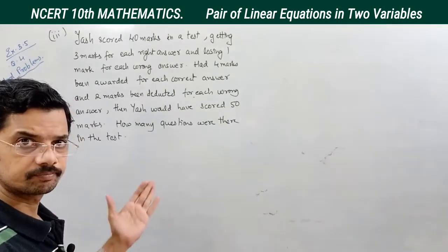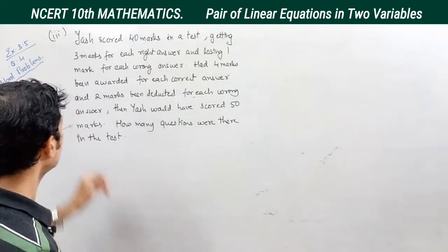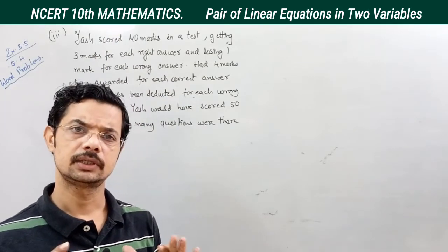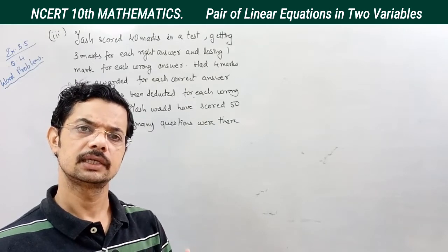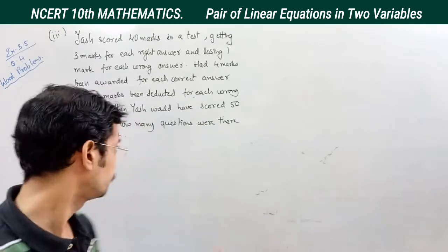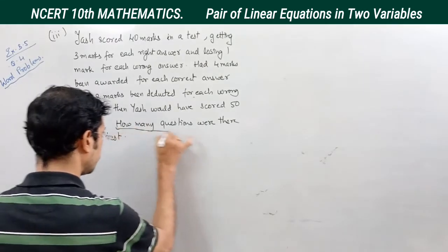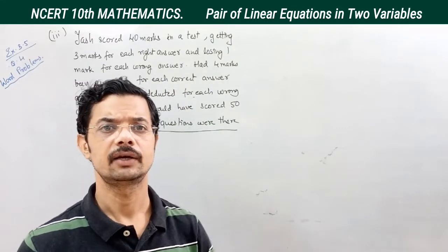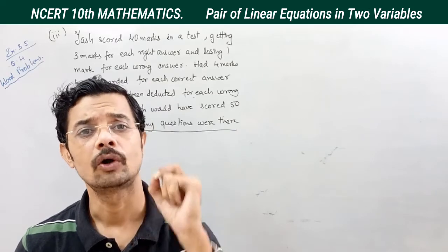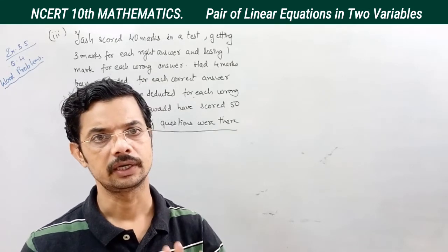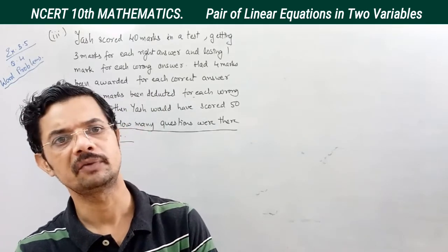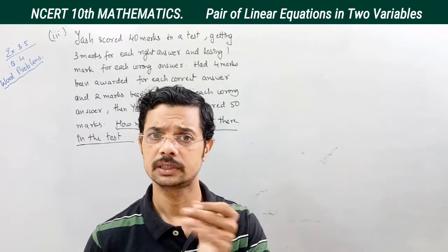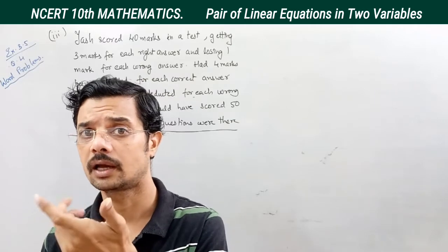Okay, so let us understand. I will be going fast, you can pause the video. Yash scored 40 marks in a test. There were some number of questions in that test, and we need to find out how many. Obviously there is an assumption that the candidate attempts all the questions, because even if he doesn't attempt a question, he will be given negative marks. So there are only two types of questions: the ones he answered correctly and the ones he answered incorrectly.